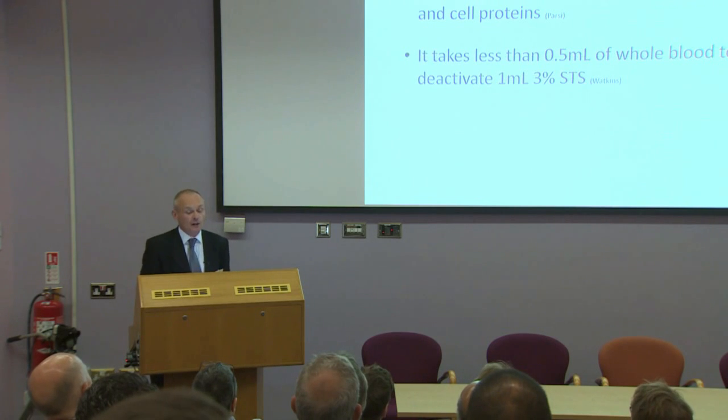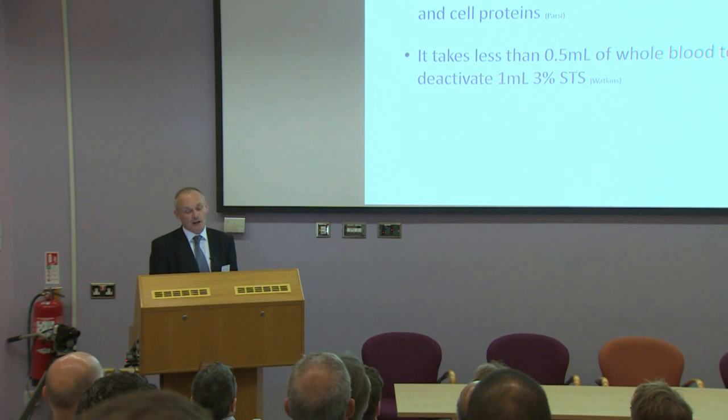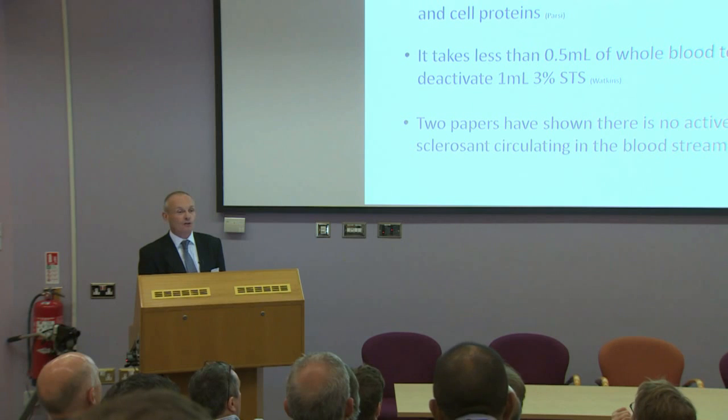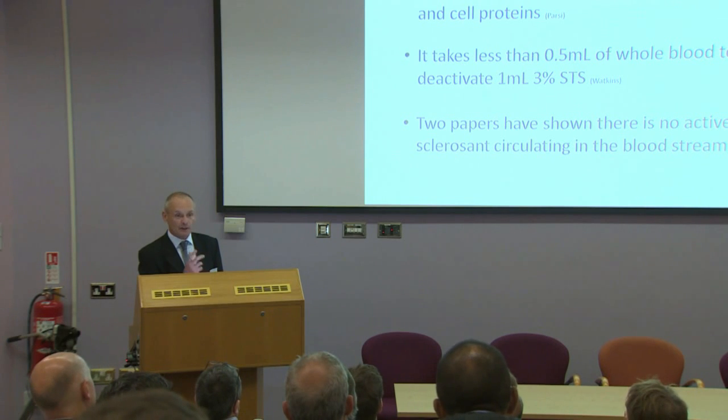Any excess STS is quickly deactivated by blood and cell proteins, which has been shown by some nice work by Kourosh Parsi in Australia. It takes a surprisingly small amount of blood to deactivate the sclerosant. We did some work in the lab, and it only takes 0.5 ml of whole blood to deactivate 1 ml of liquid 3% STS. So it's unsurprising that the old liquid treatments didn't work. The blood is just killing it. And two papers have shown that there's no active sclerosant circulating in the bloodstream. So it basically shows that the action's very local, and once it's moved away from the injection site, it's deactivated very quickly.